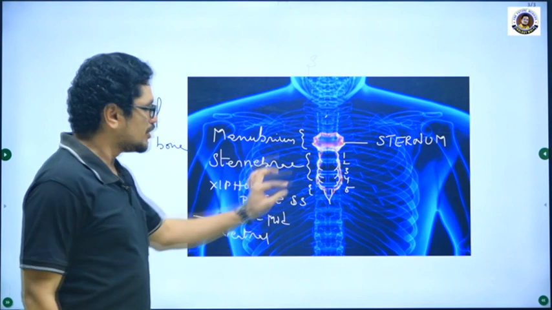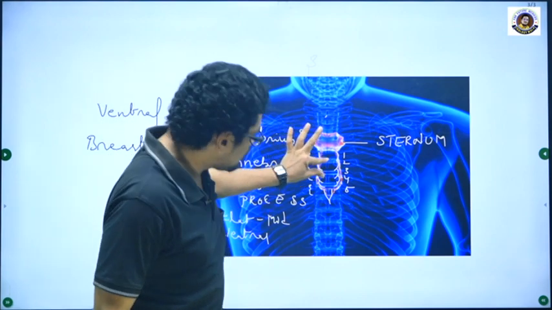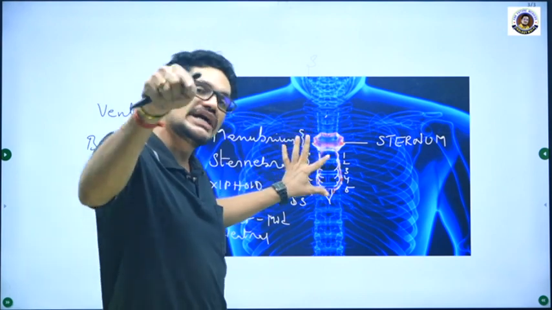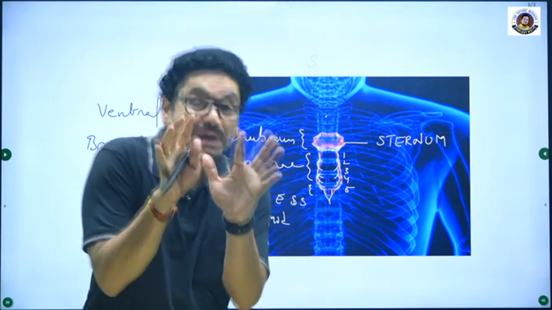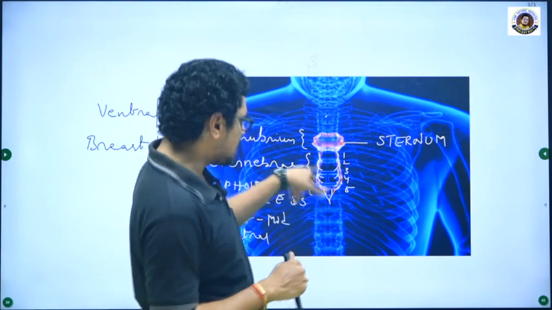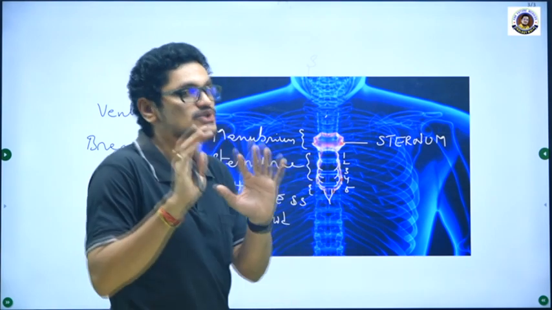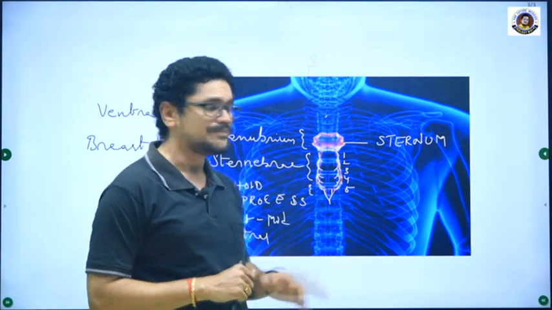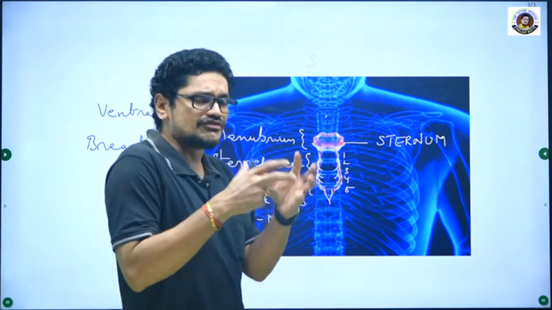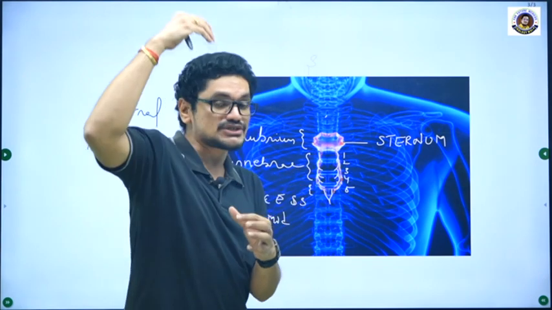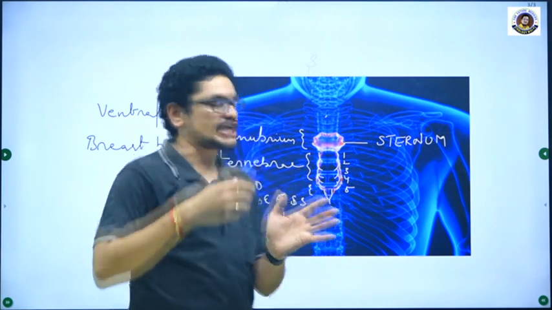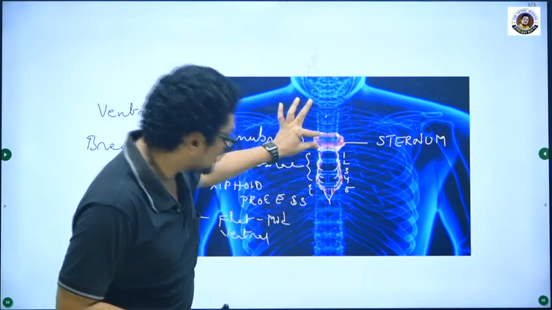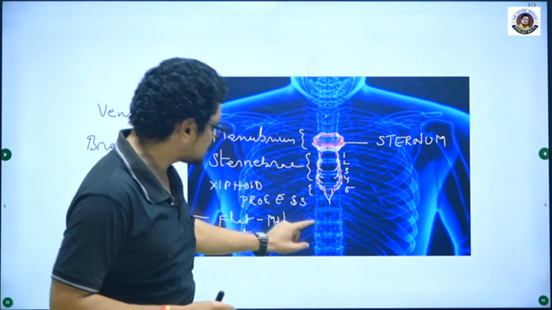Very important: the sternebrae will fuse depending on the age of the person. Just now I told you that by seeing some bones, we can predict the age of the person. By seeing the fusion of the sternebrae also, we can predict the age up to a certain extent. In some persons it takes much time to fuse; in some persons the sternebrae fuse early. Anyhow, manubrium, sternebrae, xiphoid process.